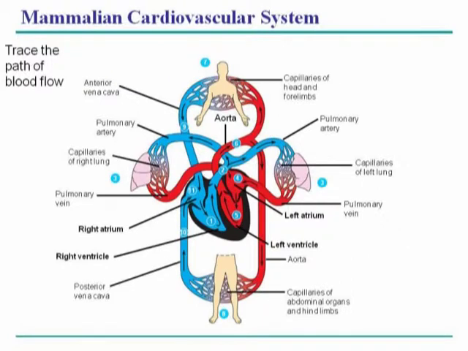If we start with number 11, number 11 is the right atrium that receives the oxygen-poor blood from number 9 and number 10. Number 9 is the anterior or superior vena cava, and number 10 is the posterior or inferior vena cava. This is oxygen-poor blood. And when the right atrium contracts, the blood goes to number 1.